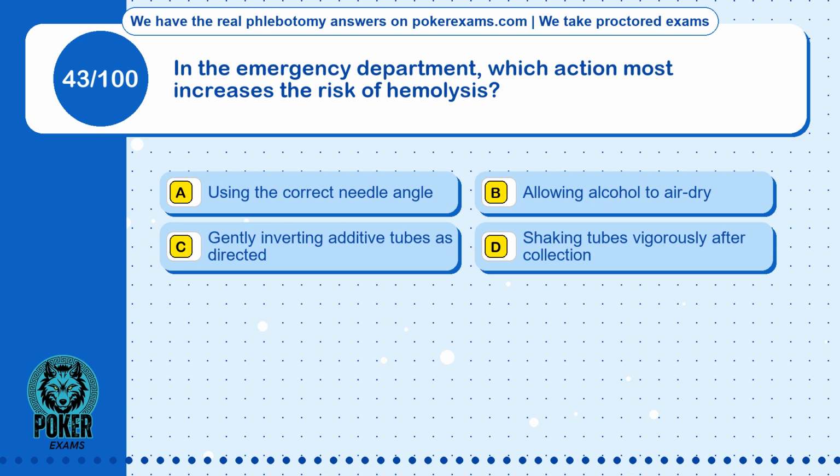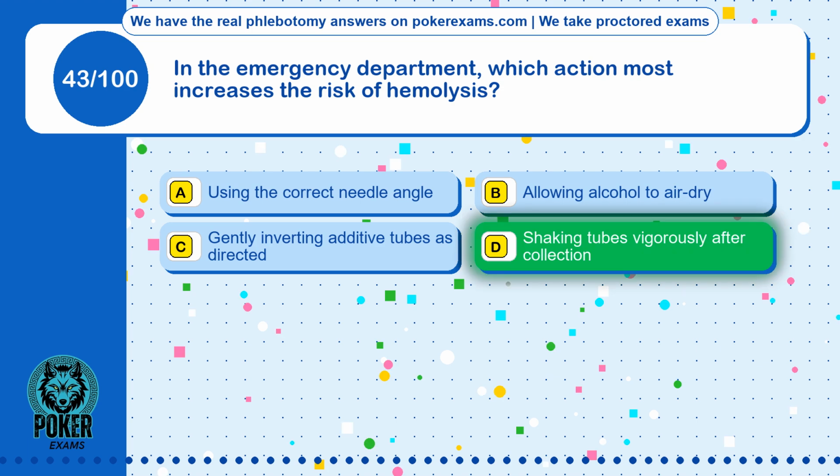Question 43. In the emergency department, which action most increases the risk of hemolysis? Option A: using the correct needle angle. Option B: allowing alcohol to air dry. Option C: gently inverting additive tubes as directed. Option D: shaking tubes vigorously after collection.